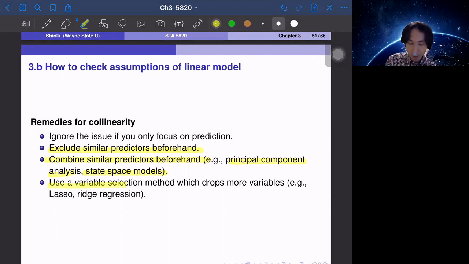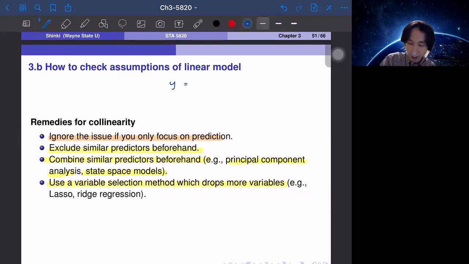Some variable selection methods can choose a smaller number of variables, or drop some variables. So if we have 5 variables in the predictor set, some model selection criterion can drop many of them and just leave the most important predictors. So that is another way. And also, we can ignore the issue. That is one solution, in the sense that it doesn't matter.